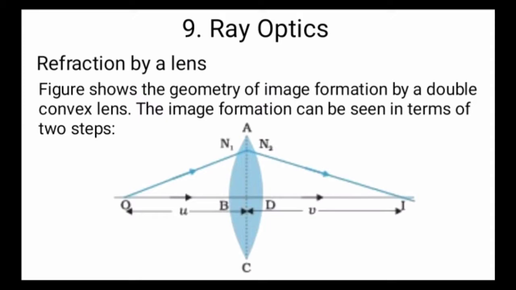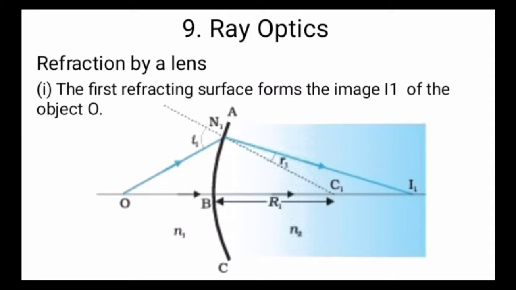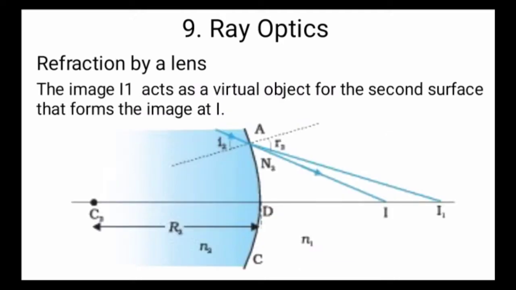Refraction by a lens. The figure shows the geometry of image formation by a double convex lens. The image formation can be seen in terms of two steps. First, the first refracting surface forms the image I1 of the object O, as you can see in this diagram. The image I1 acts as a virtual object for the second surface that forms the image at capital I, as you can see in this diagram.